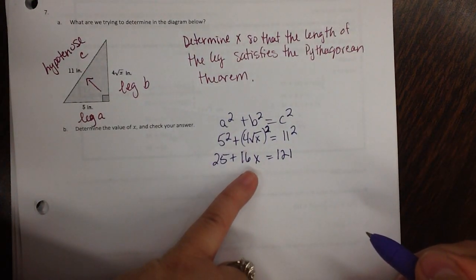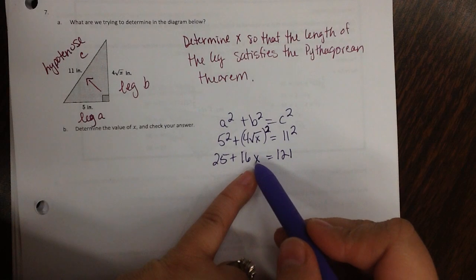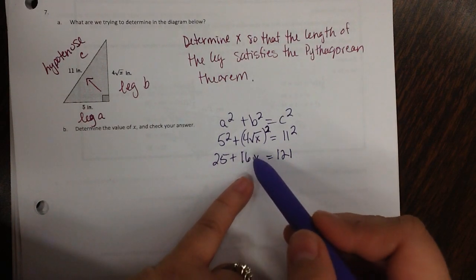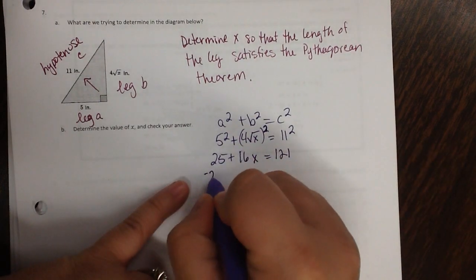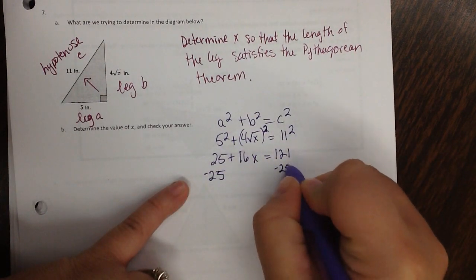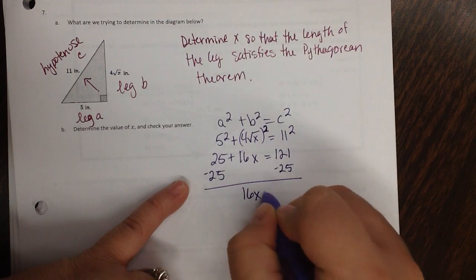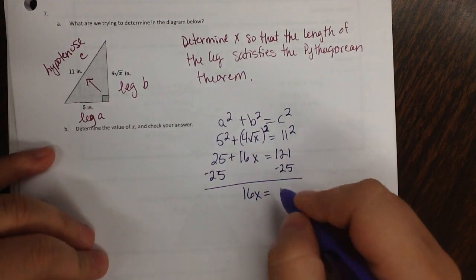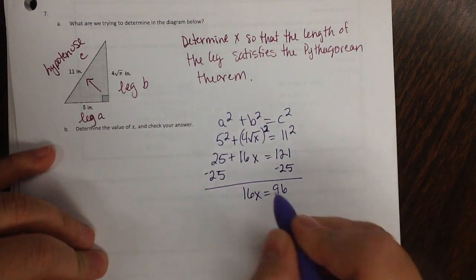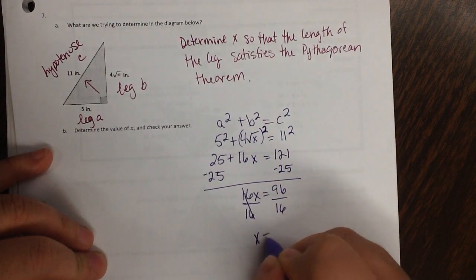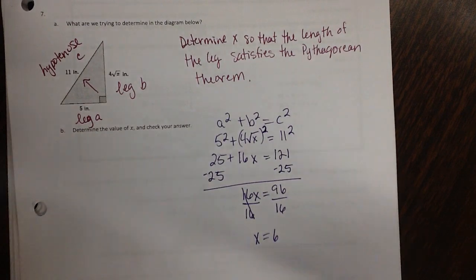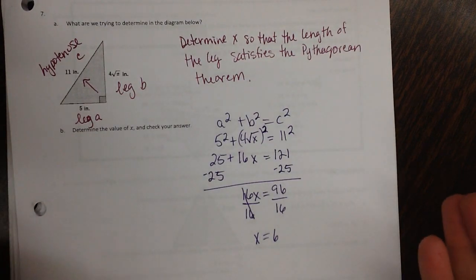Now I want to get the term with x by itself, so I'm going to subtract 25 from the left and from the right, so I have 16x equals 96. Then I would divide both sides by 16. X equals 6. And then we would go back and check it to make sure that that was correct.